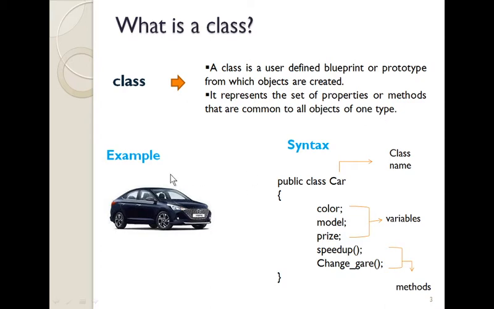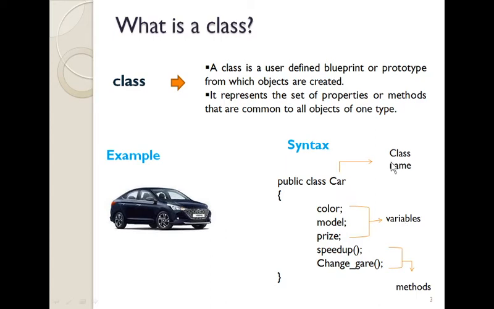So friend, for example, we take an example of a car. Let's see here the syntax. Here, public class Car. So what are the attributes of the car? Car has different colors, different models, and a particular price according to the model. So these all are the attributes of the class. These attributes are nothing but the variables of the car.